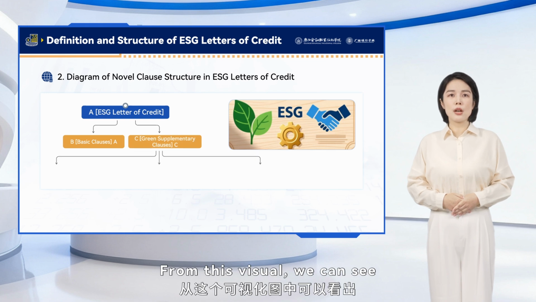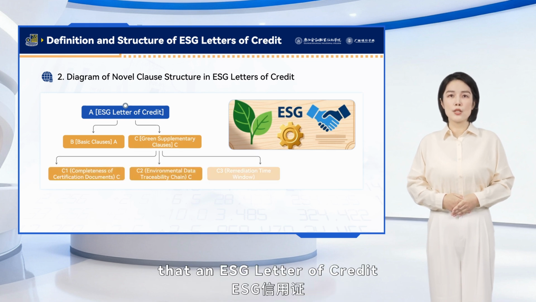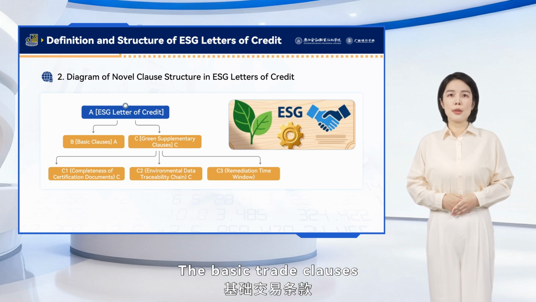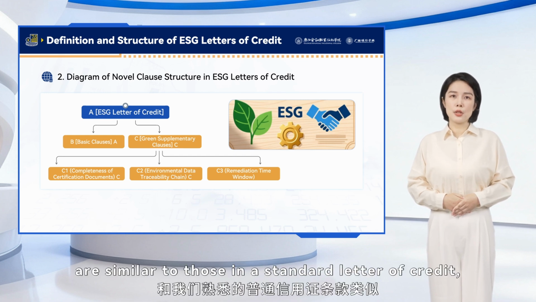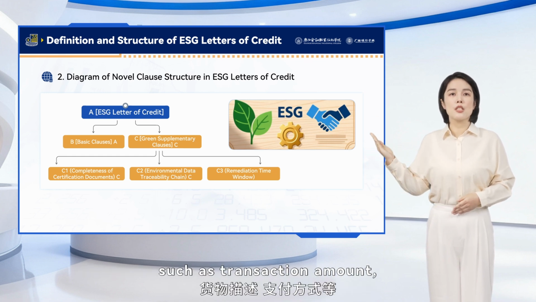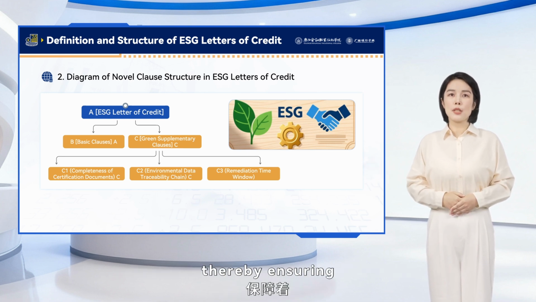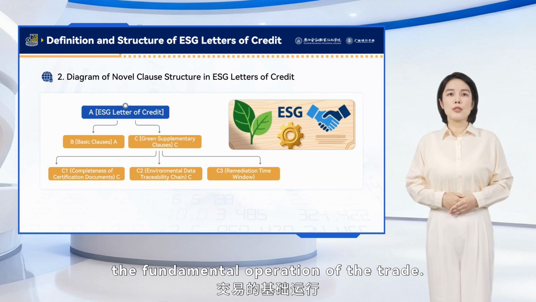From this visual, we can see that an ESG letter of credit is composed of 2 main parts. The basic trade clauses are similar to those in a standard letter of credit, covering essential elements such as transaction amount, goods description, and payment terms, thereby ensuring the fundamental operation of the trade.